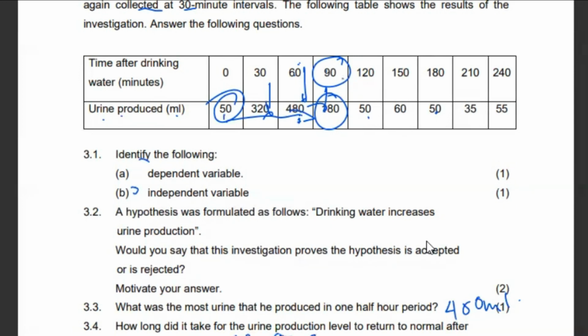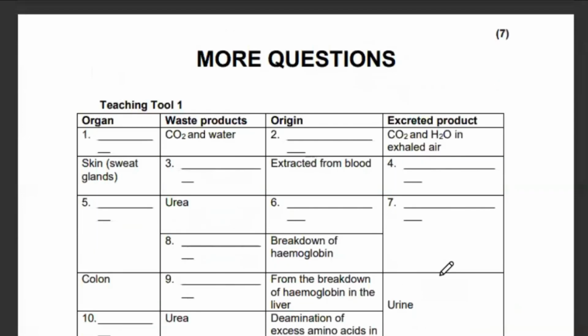Name the process by which water balance in the body is maintained. How do you call that process where you maintain water balance in the body? Whenever you talk about water balance, it becomes osmoregulation. So basically, that's what you are supposed to talk about. Yes, guys, we go to the next question.